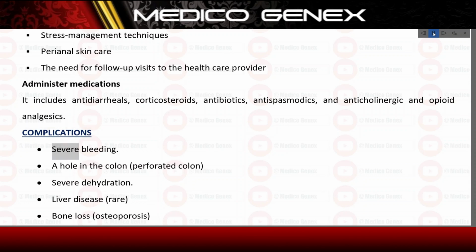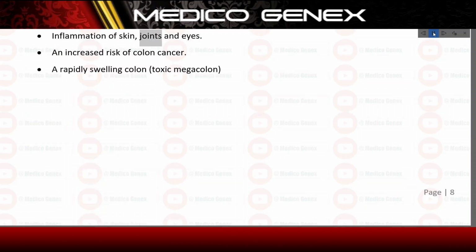Complications: severe bleeding, a hole in the colon, perforated colon, severe dehydration, liver disease (rare), bone loss, osteoporosis, inflammation of skin, joints and eyes, an increased risk of colon cancer, a rapidly swelling colon, toxic megacolon.